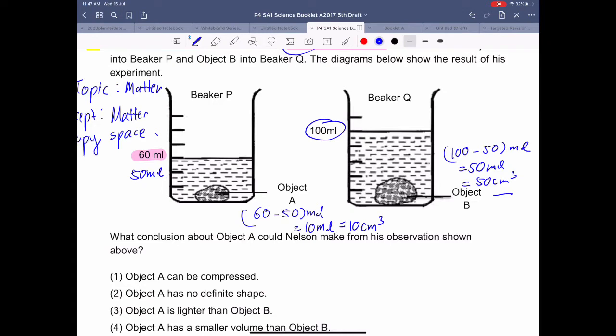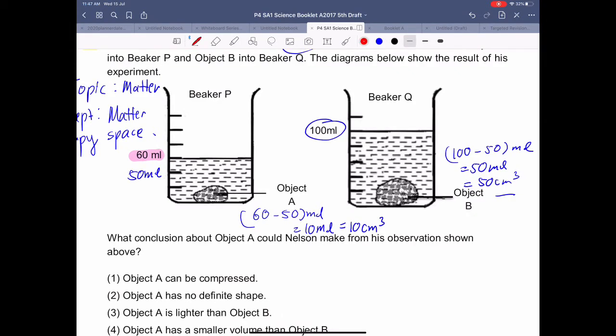So I'm going to write down the formula for you for finding out volume of object when you use a measuring cylinder or a beaker. So the formula is actually final volume minus initial volume. Initial means at first, okay, equals to volume of object. Okay, so initial volume for this is 50, final volume it depends. It can be 60 for object A and 100 for object B.